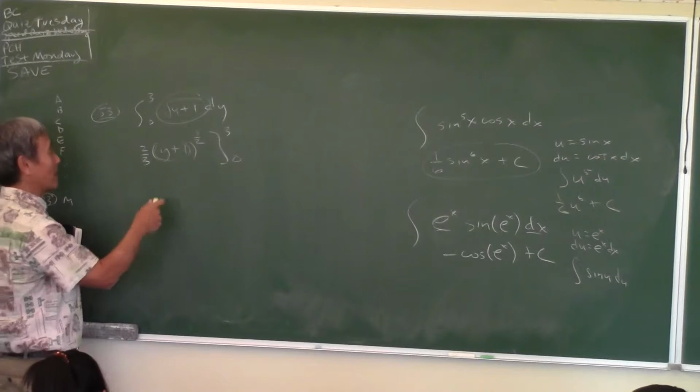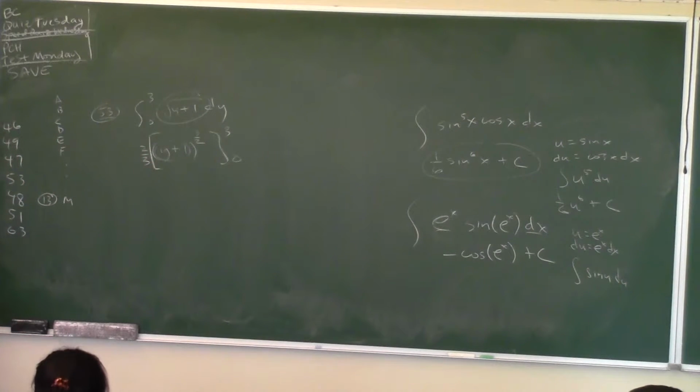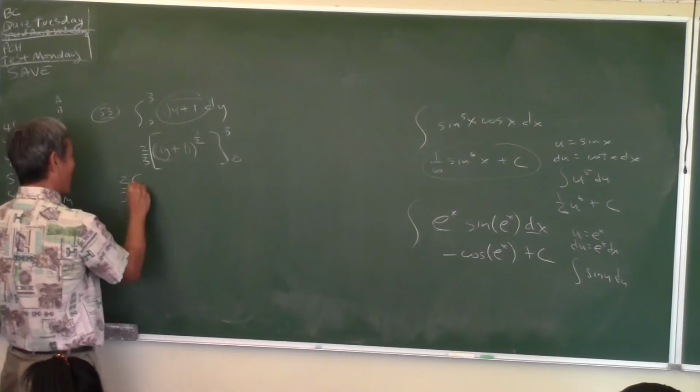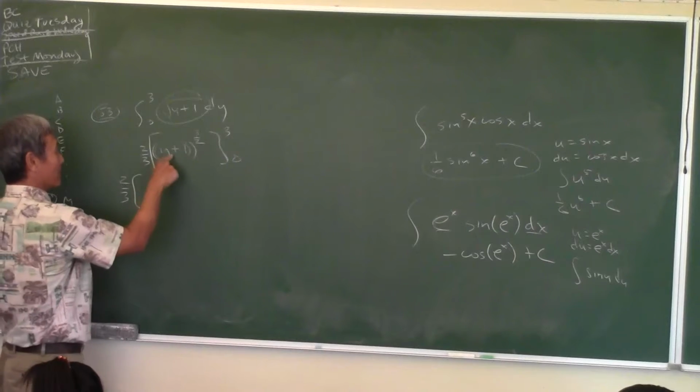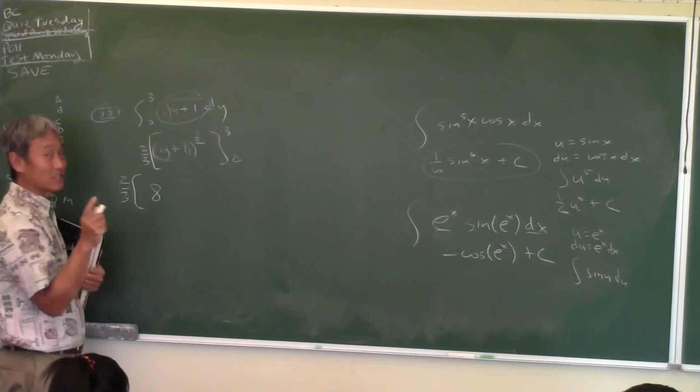Okay, can you finish it from here? No, watch what I do. Watch the master in action here. Factor out the constant, 2/3. Okay, now plug in the top number, 4 to the 3 halves power: 8.